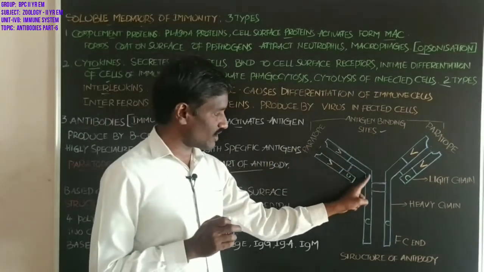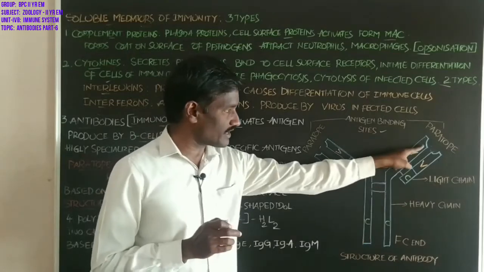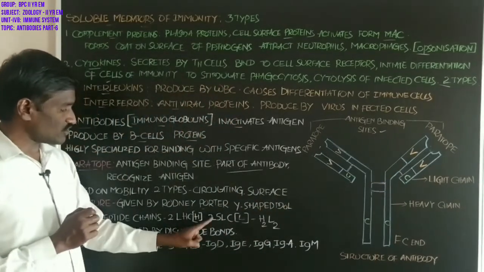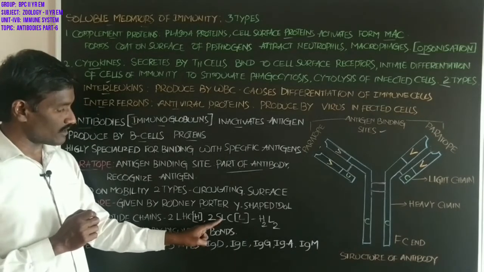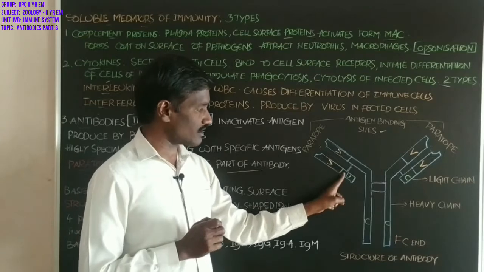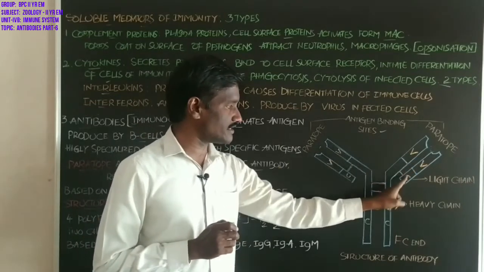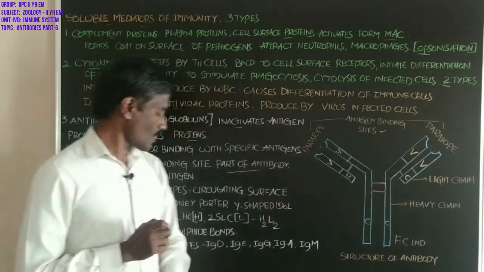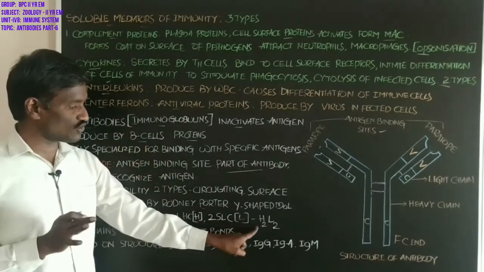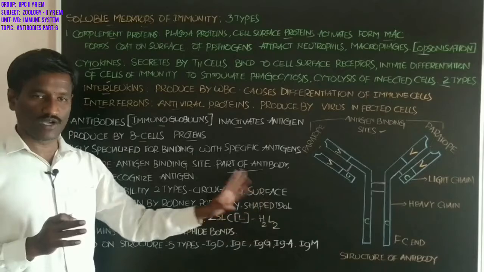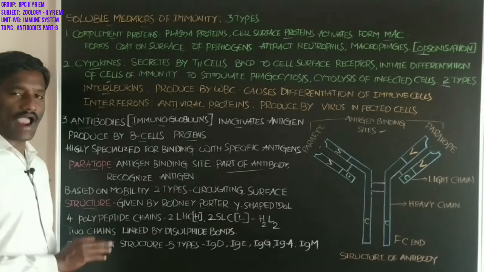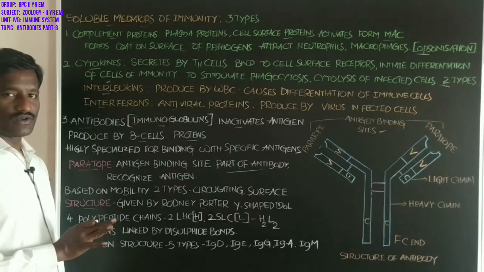Student, this is one of the long heavy chains, and this is the other long heavy chain. Next, two short light chains. This is one short light chain and this is the other one. So it is represented as H2L2.